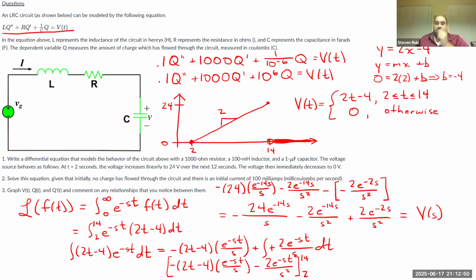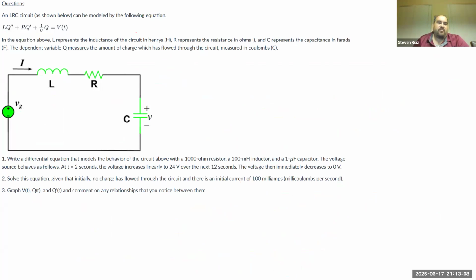All right, so let's go ahead and keep on going. So we're going to go to a new slide to get some more space. But having the Laplace transform for our voltage source is crucial. So moving on, let's remind ourselves now of the equation: 0.1 Q double prime plus 1,000 Q prime plus 10 to the sixth, or 1 million, Q equals V of T.